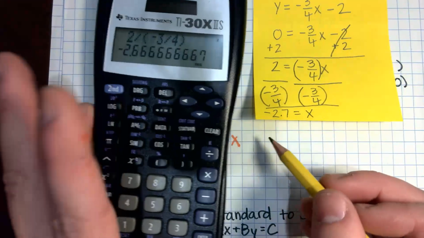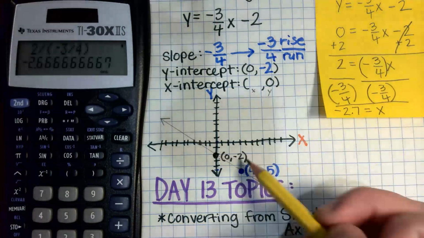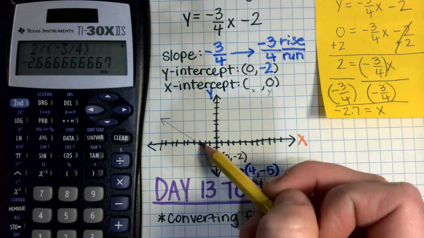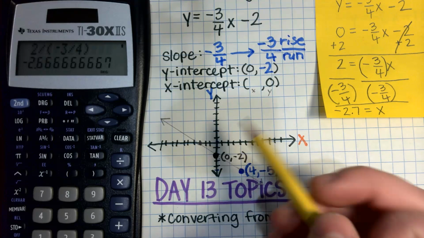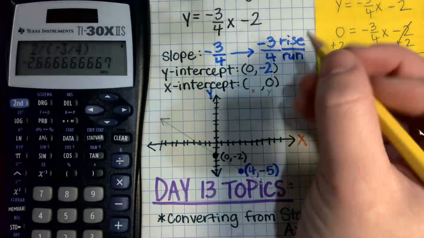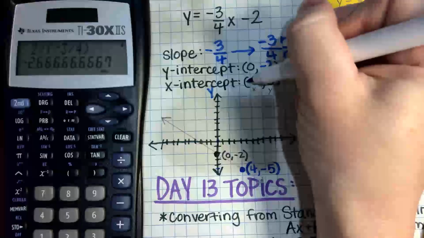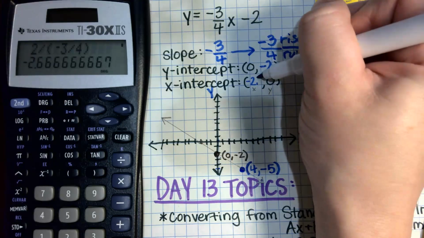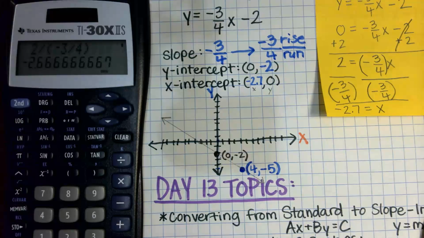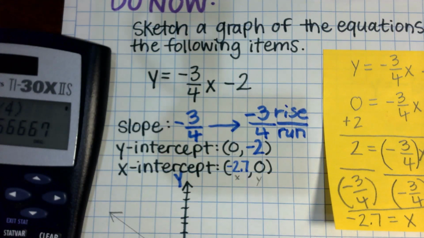So what we can do is look at the graph that we made and make sure that that point makes sense. Looks like our line touches the x-axis right about negative 3. Negative 2.7 is pretty close to negative 3, so it looks like we did it right. So for my x-intercept, I would write in my answer, which would be negative 2.7. Or negative 2.6 repeating, however you prefer to put it. Okay. Do we have any questions on that?